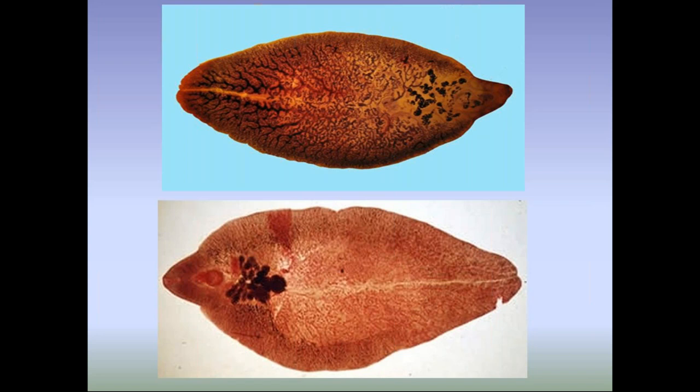The cecum is present. The intestine is bifurcated and incomplete, and it also contains lateral branches. The bifurcated intestine is present in the adult form. Lateral branches arise from this intestine, so it is a branched, bifurcated intestine.